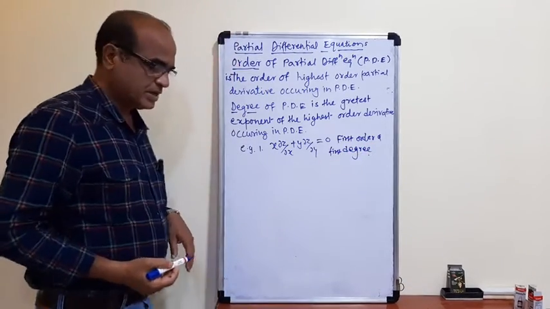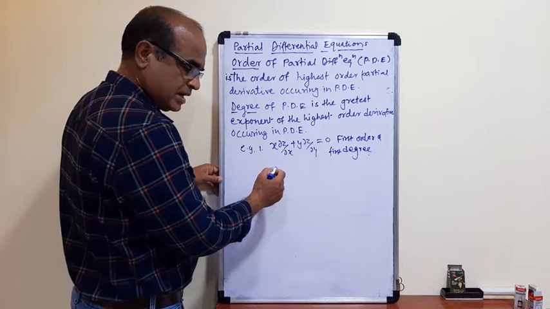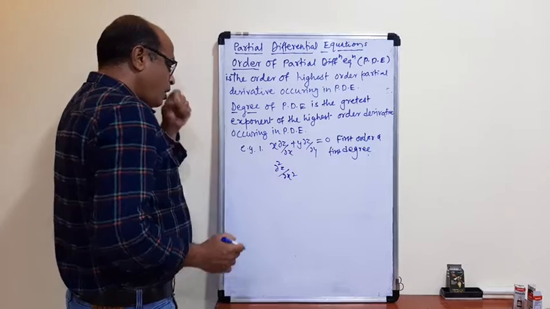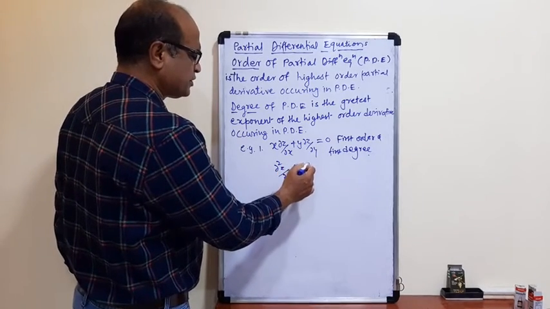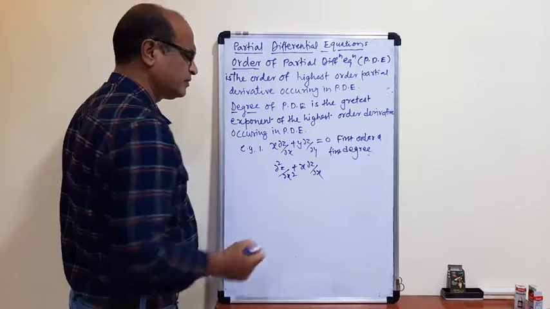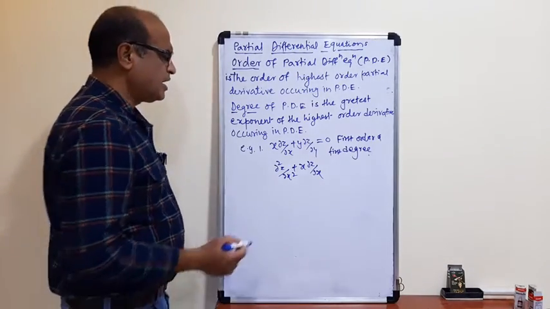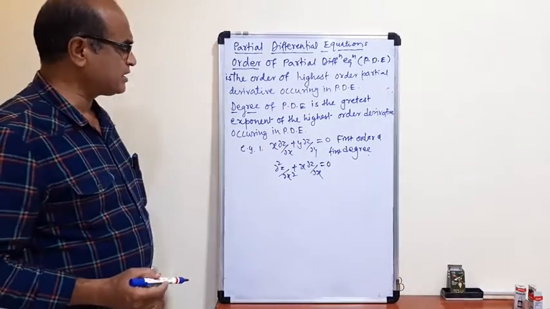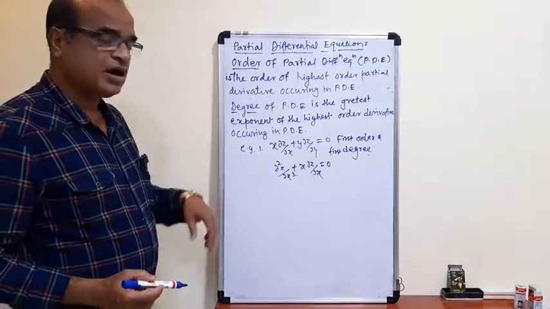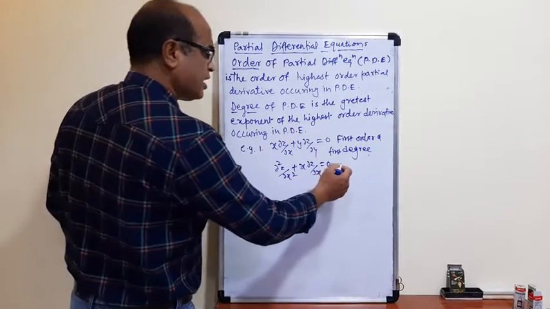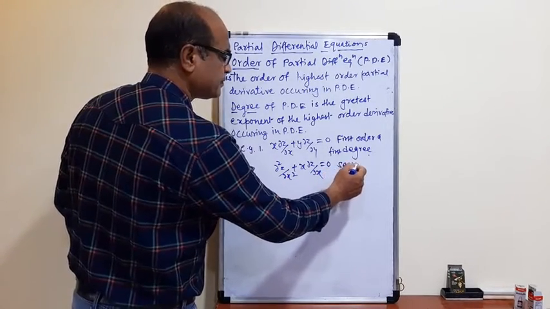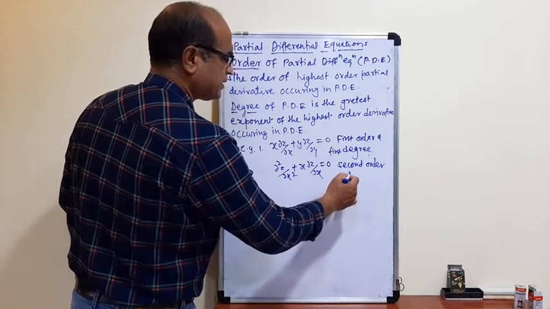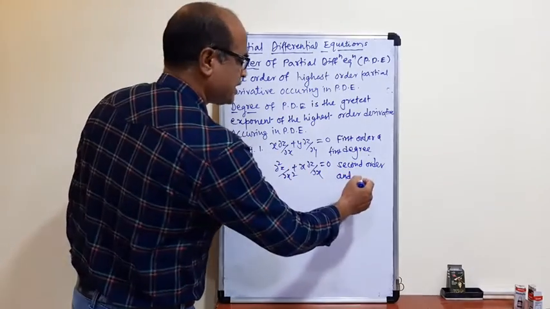Partial differential equation. We take another example: ∂²z/∂x² + x ∂z/∂x = 0. This partial differential equation is of order 2, since this is the second order differential coefficient. So this is a second order and first degree partial differential equation.